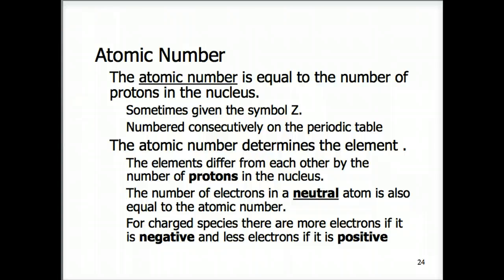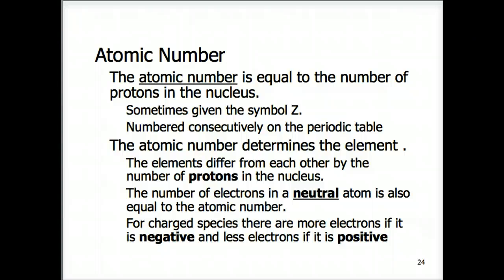The atomic number is the number that represents how many protons are in the nucleus. We give it the symbol Z, and all of the elements on the periodic table are numbered consecutively by this atomic number. The atomic number determines the element. The number of protons in the nucleus determines which element you have.